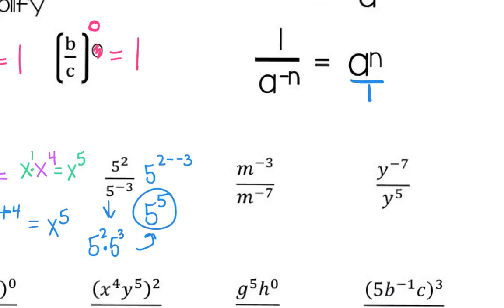M to the negative 3rd divided by m to the negative 7th. Again, we can make this positive by putting this into the denominator, m to the 3rd. We can make this one positive by putting it into the numerator, m to the 7th. M to the 7 minus 3 is m to the 4th power. Second way of doing it, we could also take m to the negative 3rd minus negative 7, still going to give us m to the 4th power.